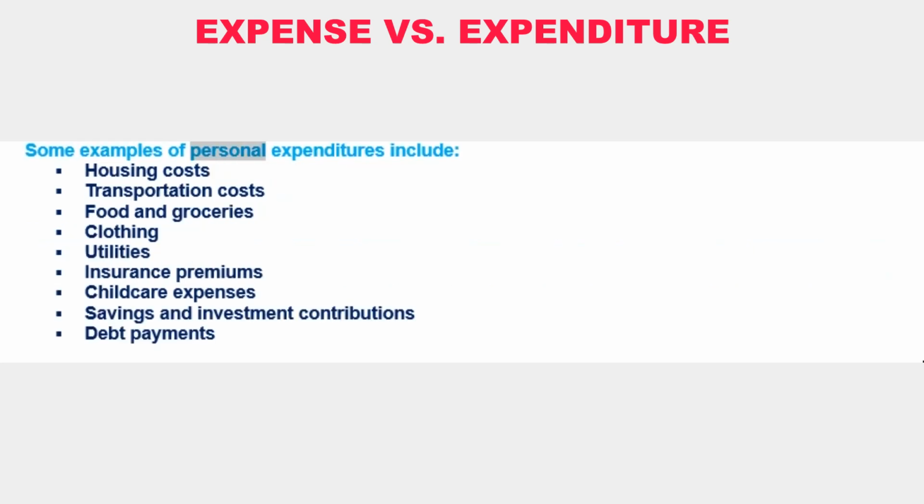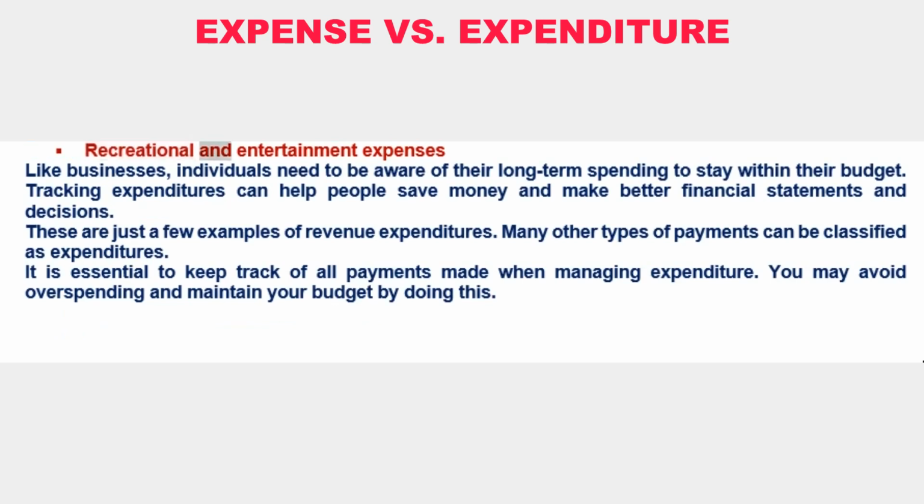Some examples of personal expenditures include housing costs, transportation costs, food and groceries, clothing, utilities, insurance premiums, childcare expenses, savings and investment contributions, debt payments, recreational and entertainment expenses. Like businesses, individuals need to be aware of their long-term spending to stay within their budget. Tracking expenditures can help people save money and make better financial decisions.